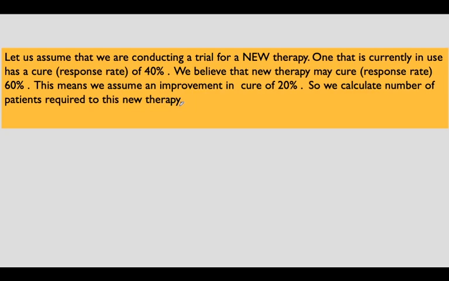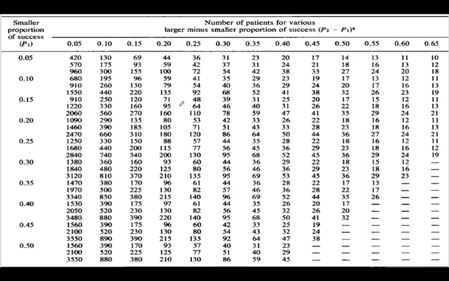There are several tables which have been established and proposed. The foremost table suggested that, based on the smaller proportion value, the first value says 40% response rate. The 40% response rate is mentioned over here. Now the number of patients we require depends on the difference in response rate. So we believe the response of our new treatment will improve to 60%.